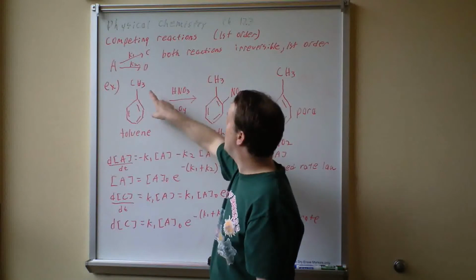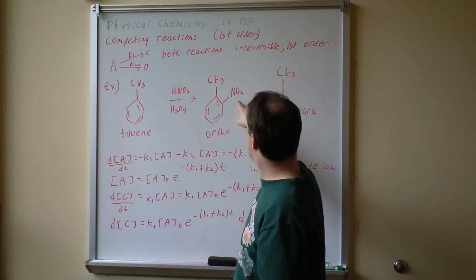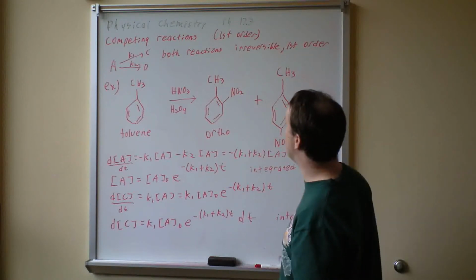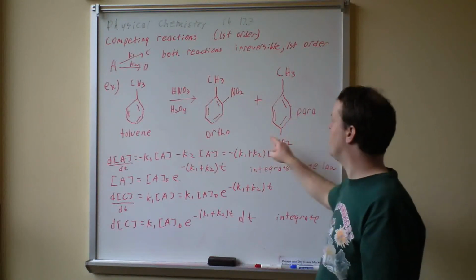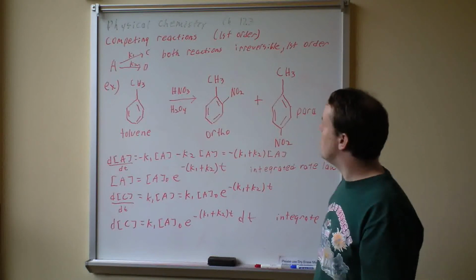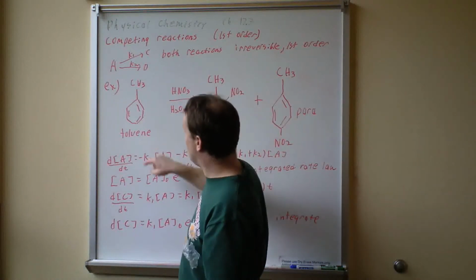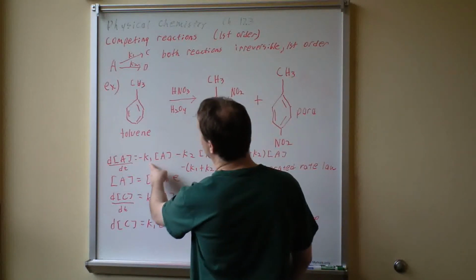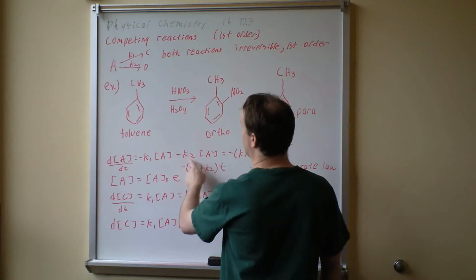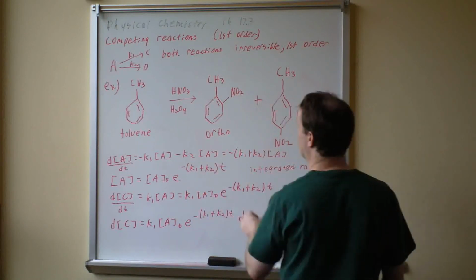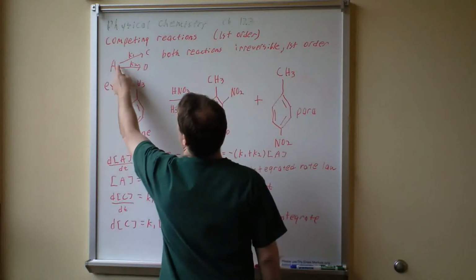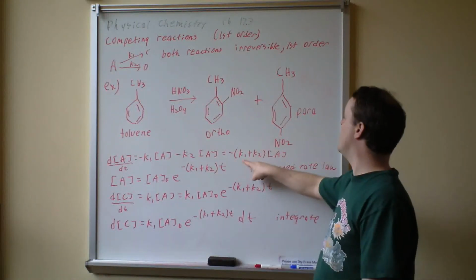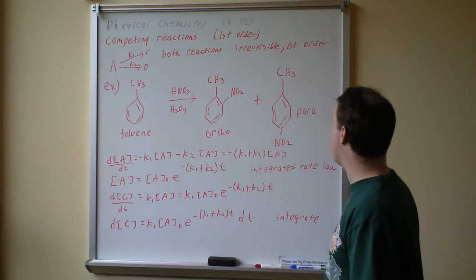Now, one example would be taking toluene and making nitrotoluene. You'll actually get 3 isomers, the ortho, para, and meta. But to keep things simple, we're going to look at just 2 of the isomers for now. So for the A, our toluene, the derivative of the concentration of A with respect to t is just going to be equal to minus K1 times the concentration of A minus K2 times the concentration of A. So, in other words, we're going to lose A to this reaction and to this reaction. So that's going to be equal to just minus (K1 plus K2) times the concentration of A.